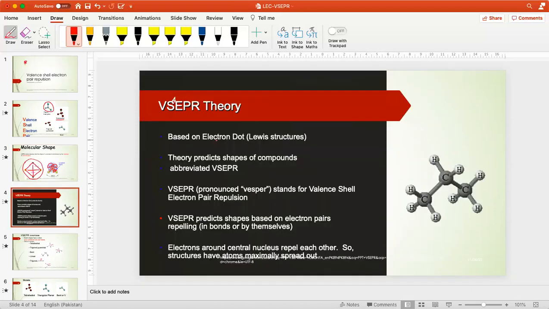That is the VSEPR theory. It is based on electron dot Lewis structures. तो आपको full grip होनी चाहिए structures पे और वो भी electron dot. Theory predicts shapes of compounds and it is abbreviated like this, VSEPR, which is pronounced as valence shell electron pair repulsion. So actually this technique predicts shapes which are based on electron pairs.